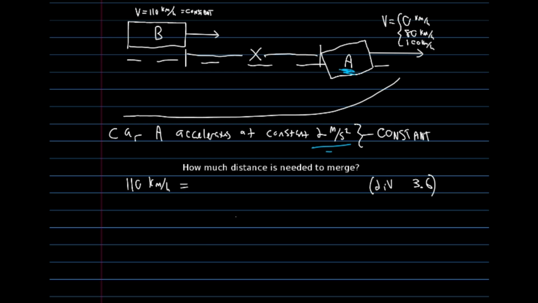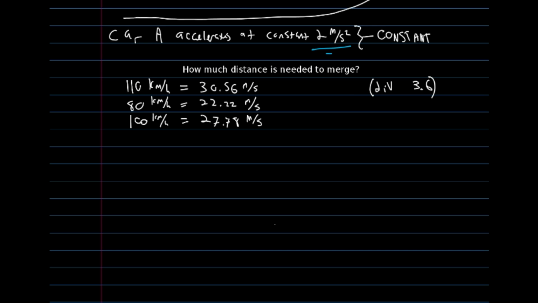So we have 30.56 approximately. At 0 kilometers per hour, it's 0, obviously. 22.22. 27.78 meters per second. So this will make things a lot easier, and since we have a constant acceleration, we can derive the equations of motion.